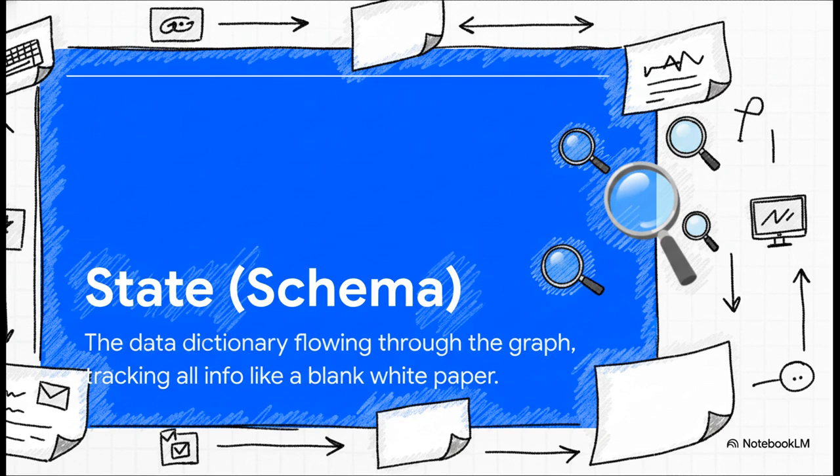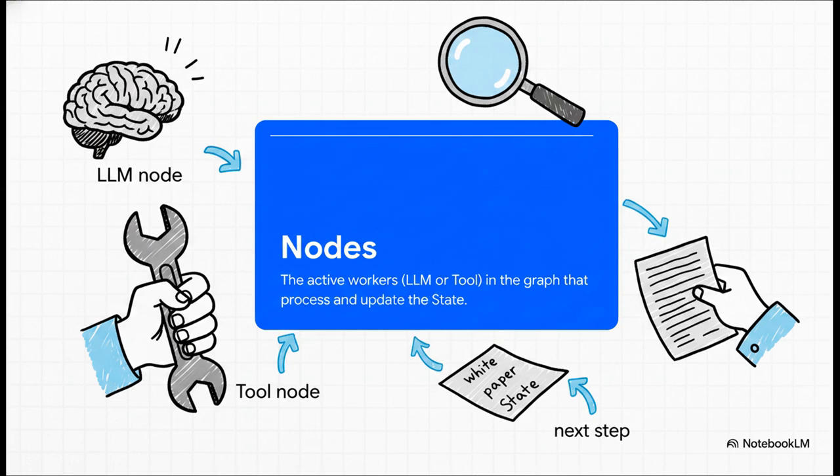And you might be wondering, who exactly is writing on that paper? Well, that's the nodes. Nodes are the active workers in your graph. In LangGraph, we generally deal with 2 main types. First, you have the LLM itself. That's the brain of the operation. And the second type is the tool node, the hands. The primary job of any node is pretty straightforward. It receives that white paper state, reads what's on it, processes some action or decision, updates the state with new info, and then hands it off to the next step.